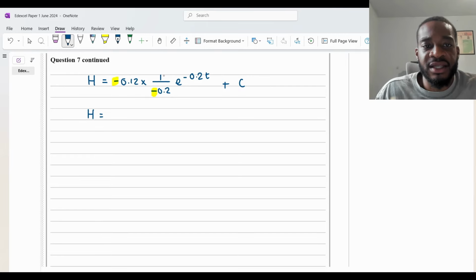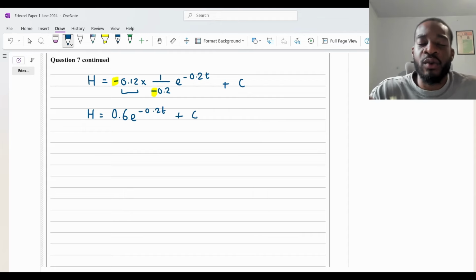divided by that. That is 5, isn't it? 0.2. How many times does 0.2 go into 1? It goes in 5 times. So it's just 5 times 0.12, which is 0.60, isn't it? So that's just 0.6. But again, you could just put this directly into your calculator. It'll be fine. And we have e to the minus 0.2 t plus c.